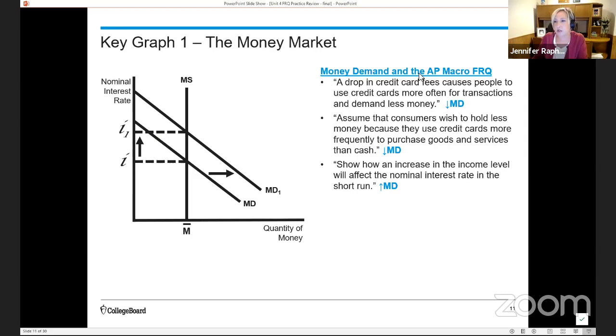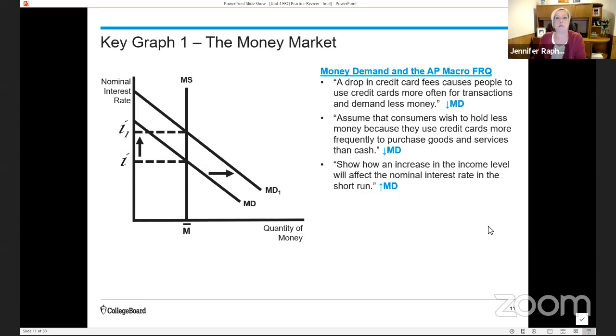So this just gives you an idea of what it might look like to see a question on the AP exam that asks you about the money market in a way that would ask you to understand what the money demand curve represents and what causes it to change. So the determinant of the money supply curve in this course is the Fed, right? If the Fed conducts monetary policy, that's going to lead to a change in the money supply. On the money demand curve, you might see a question that includes this kind of language.